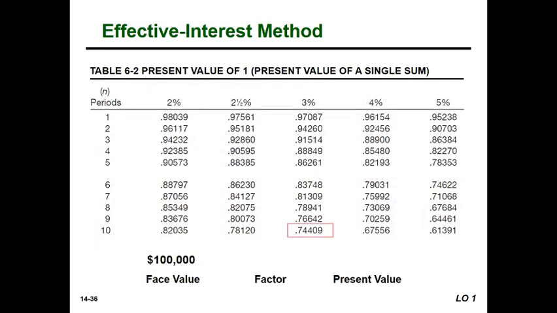Here's just a couple of quick slides showing you the face value, the present value of one, present value of a single sum, and how we found that factor. So 3%, because that is 6 divided by 2 for 10 periods, 0.74409 in 10 periods is 5 years semi-annually, gave us a 74,409.